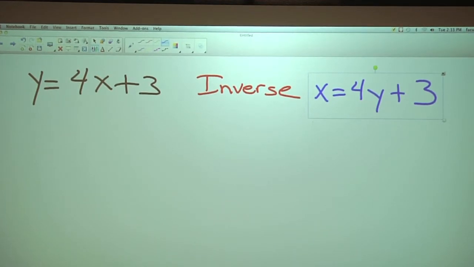Isn't that point slope form technically? That's y equals, because then it'd be y equals mx plus b. No, I have x minus 3 over 4, that'd be better.